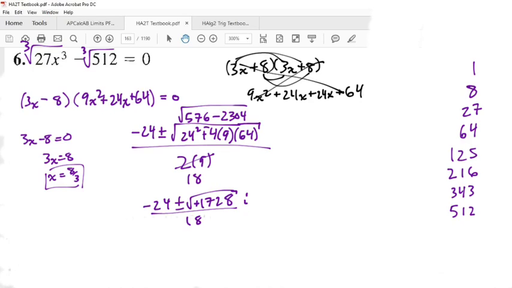Okay, now we listed a bunch of perfect cubes. Let's list a bunch of perfect squares. We have 1, and then 2 squared is 4, 3 squared is 9, 4 squared is 16, 5 squared is 25, 6 squared is 36. Can you guys start dividing 1,728 by any of these numbers and see if any of them divide it? 7 times 7 is 49, and then 8 times 8 is 64, and then 9 times 9 is 81.